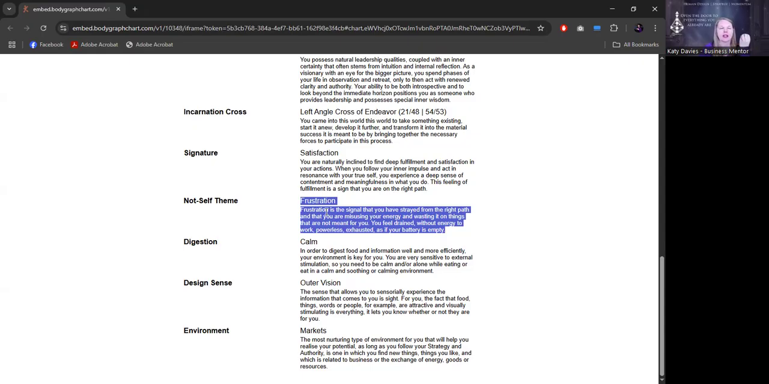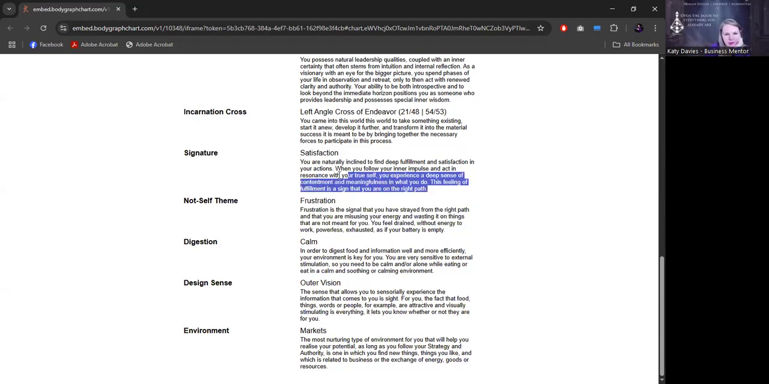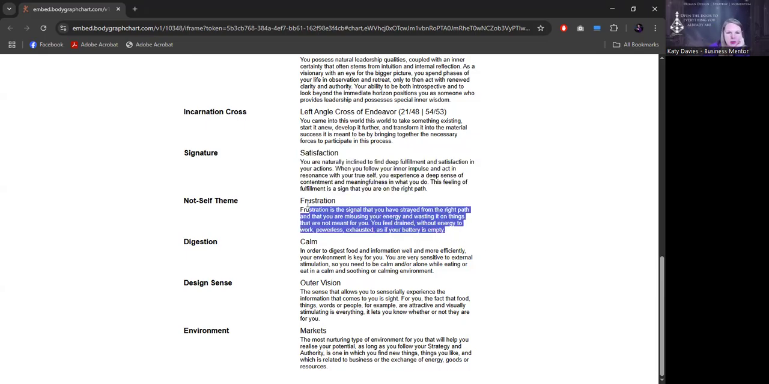As a projector, you would feel bitter. As a manifesting generator, it's kind of a mix of the frustration and the anger. It kind of is mixed together. Now, what the signature is telling us is how we will feel when we are actually in alignment. But like I said, it's often easier to notice when we're out of alignment.